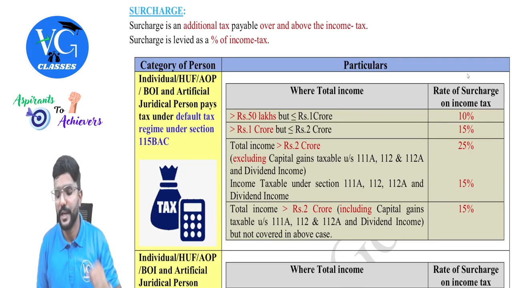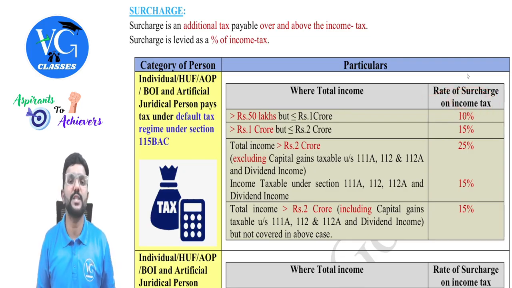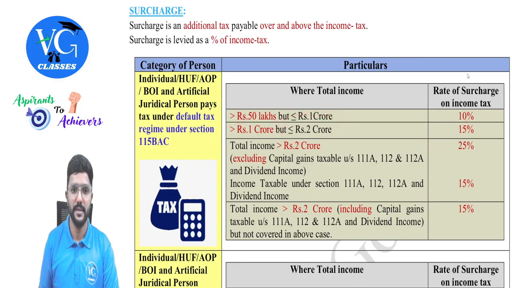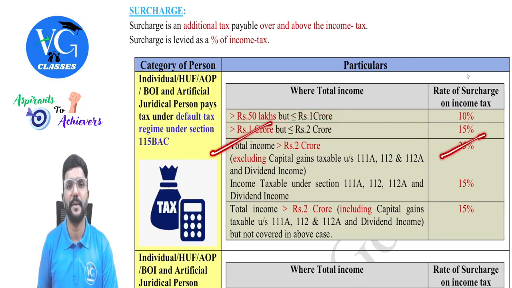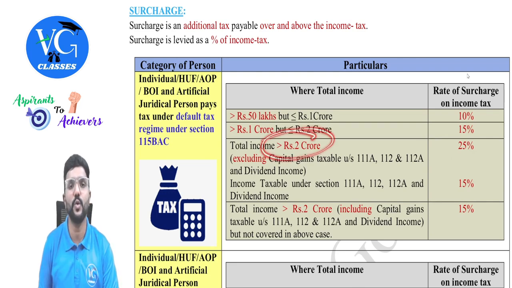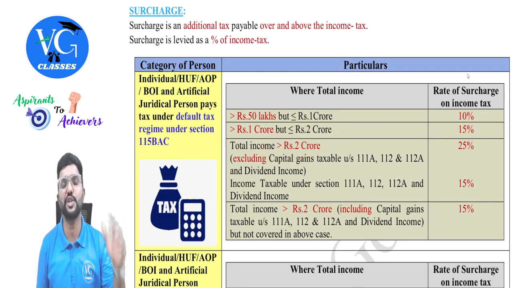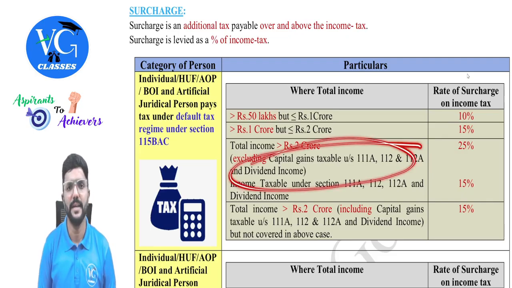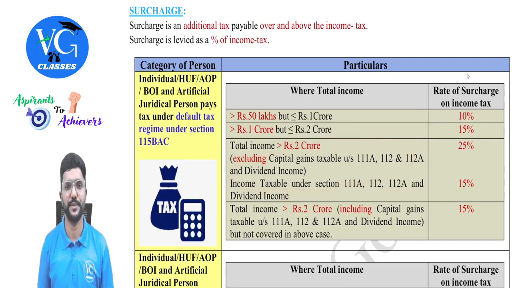If it is more than 50 lakh up to 1 crore, it is 10%. 10% of what? The gross tax. Rate of surcharge on income tax means here it is nothing but gross tax. More than 1 crore but up to 2 crore, it is 15%. More than 2 crore, it is 25%. But while calculating more than 2 crore, we need to exclude capital gain, special income and dividend income. Guys, dividend income is actually not a special income for tax rate purposes, but only for surcharge purposes they are treating it as special. All these are investment related income.